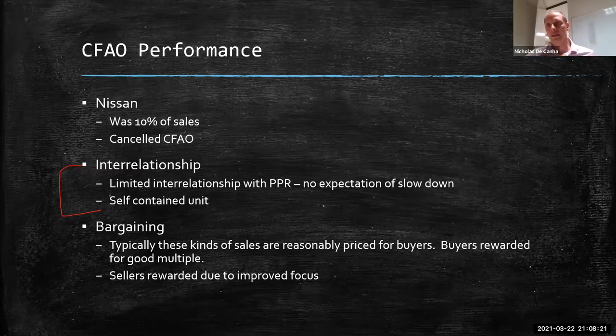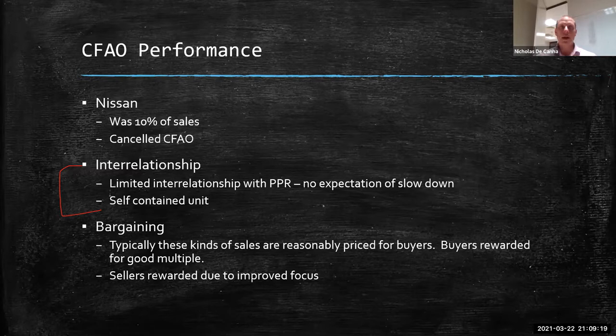One of the big things that happened, as I said, was Nissan, but maybe that's unimportant to Toyota Tsusho. Certainly dropped their returns. But I'm not sure that, if their goal was to get into Africa, they could have really had many other plans. There was an interesting thing, and this is a bit of a sophisticated point about bargaining. If you're TTC, when you buy a delisted or a divested subsidiary of a listed company, typically, and you're not expected to know this, the evidence shows that they're actually reasonably priced for buyers. And buyers, that's Tsusho, usually get rewarded by their shareholders because they get to buy things at quite a good multiple. And it's actually a win-win because sellers are rewarded because people say, good, you're focusing more.